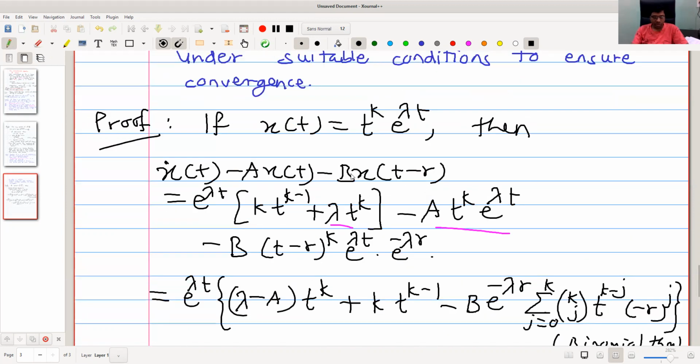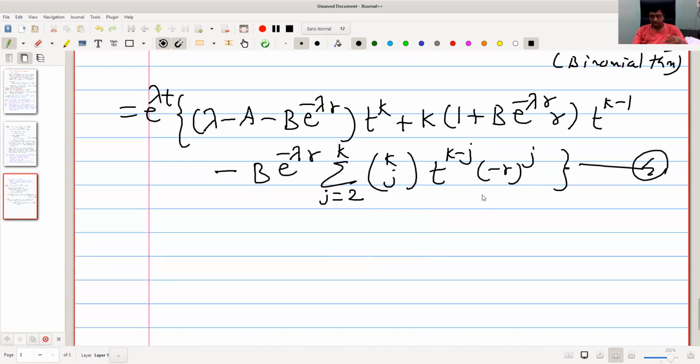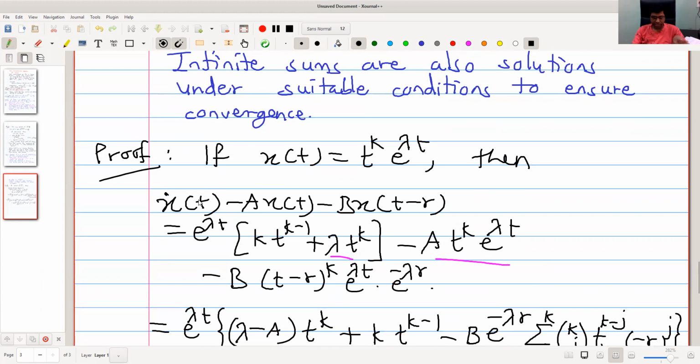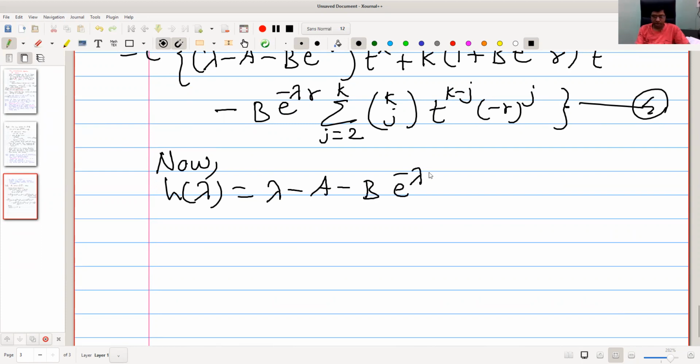Okay, so at this point we stop, and then we consider the term h of lambda. Then we come back. So this is all about x dot of t minus a x of t minus b x of t minus r, where x of t is t raised to k e raised to lambda t. Now, what is h of lambda? It is lambda minus a minus b e raised to minus lambda r.